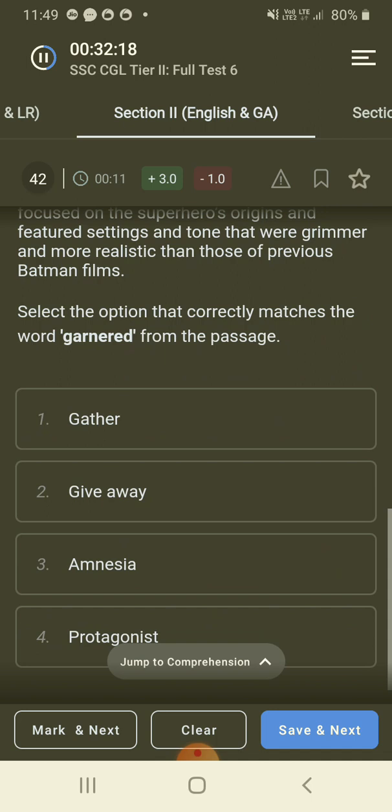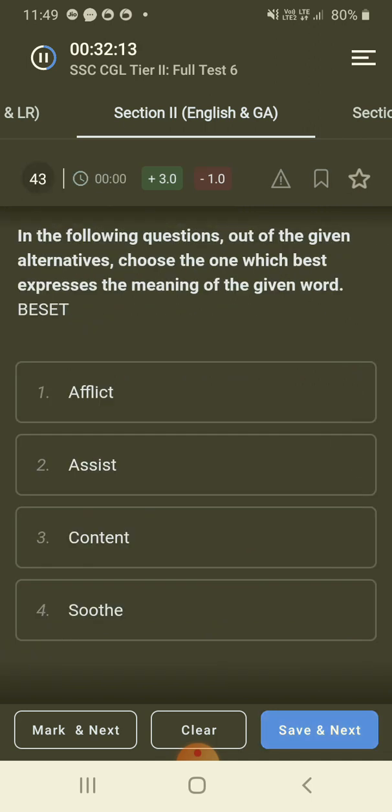Correctly matches the word garner. The following question, from the given alternatives choose the one which best expresses the meaning of the given word. Reflect. Show the content.